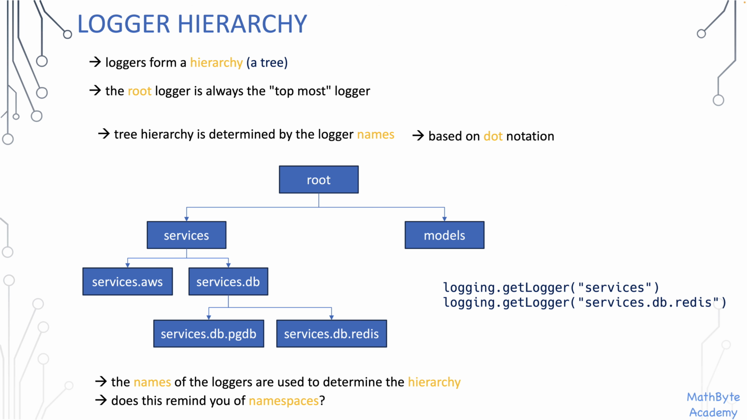Now, does that remind you of namespaces? You can have a module called services. Under that, you could have another module called AWS. What will its fully qualified namespace be?